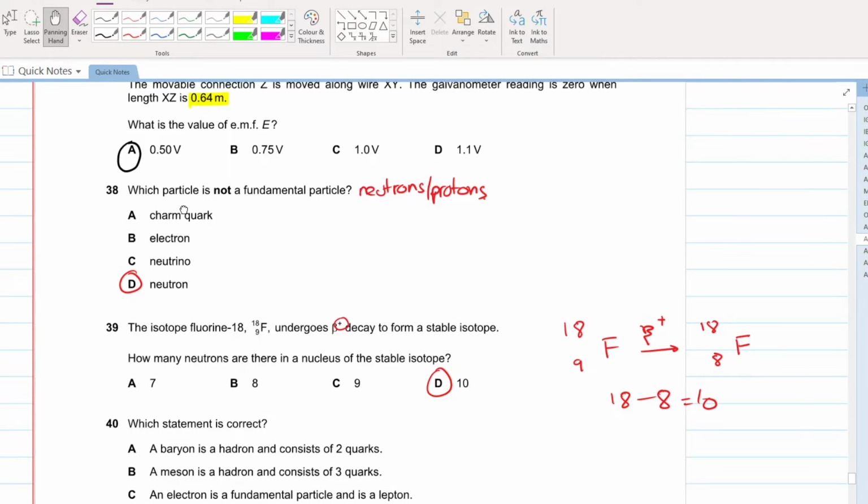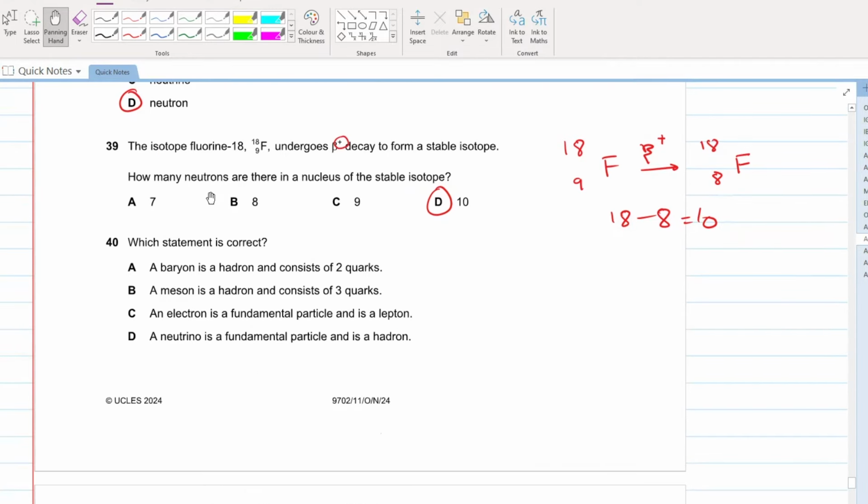Let's further move ahead. Which statement is correct? A baryon is a hadron and consists of two quarks. No. An electron is a fundamental particle and is a lepton. C is correct. Electron is a fundamental particle and it is a lepton.